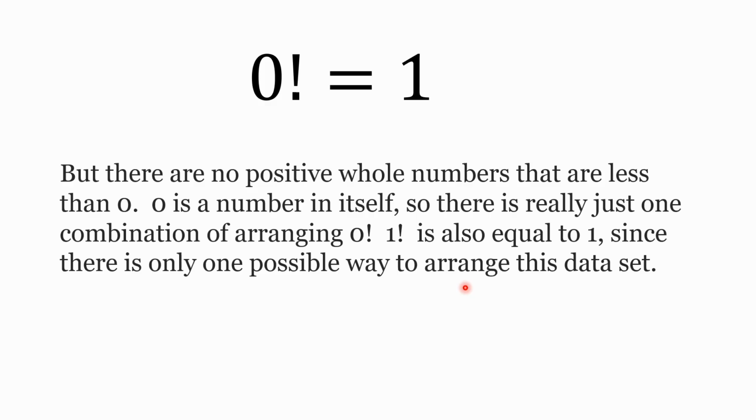0 is a number in itself. So really, when you think about it, there's just one combination or one data set of arranging 0 factorial. So it's given the definition of 1. 0 factorial is 1. 1 factorial is also equal to 1, since there's only one possible way to arrange this data set. If you have something like 2 factorial, that's just 2 times 1, which equals 2.